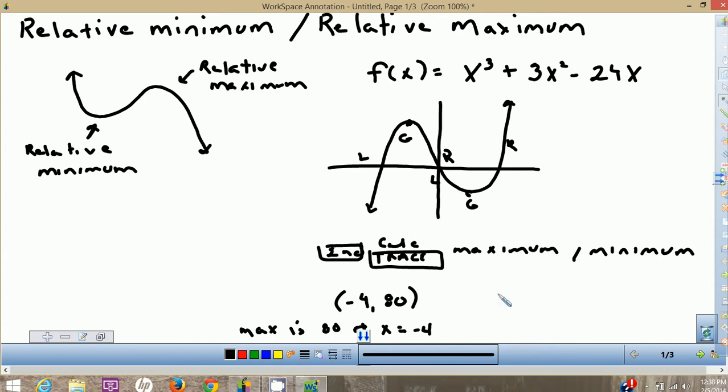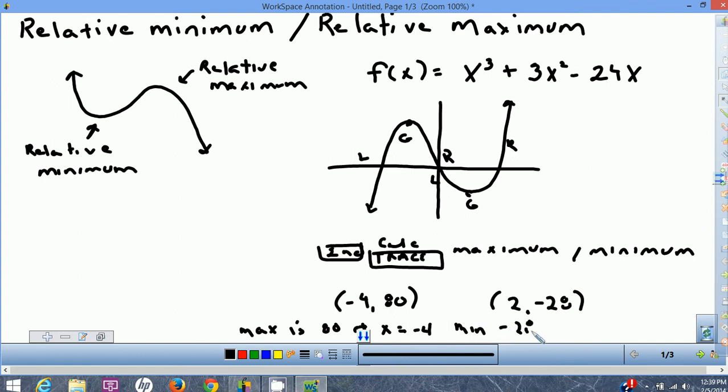And it's going to tell me that that relative minimum is at the point 2, negative 28. And remember, your minimum or maximum is actually a y value, and then we say at x equals. So my minimum here is I have a minimum value of negative 28 at x equals 2. So I have found the relative minimum and maximum for a function by using my calculator.